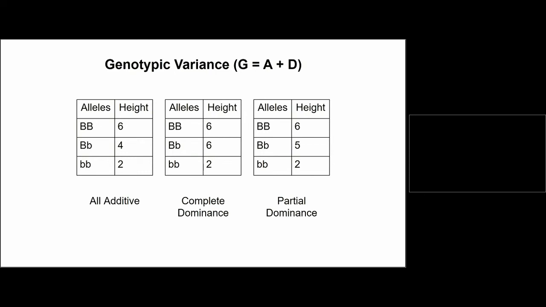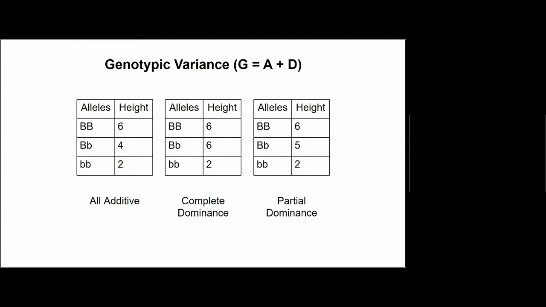Here's our genotypic variation, which is additive plus dominant effects. So if big B, big B is 6 inches, big B, little b is 4 inches, and little b, little b is 2 inches, this is all additive effects because the heterozygous individual is exactly in between the two homozygotes, right? It depends on how many big B's we add to get our phenotype. We add 1 big B, we get 4. We add 2 big B's, we get 6.